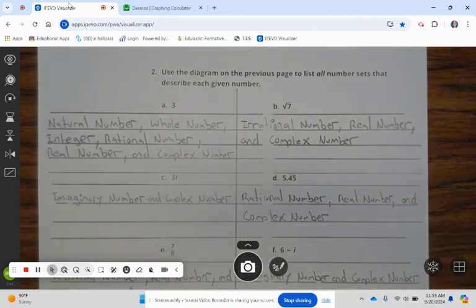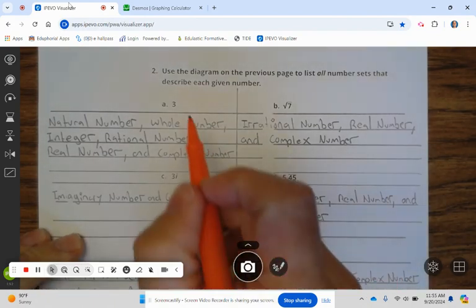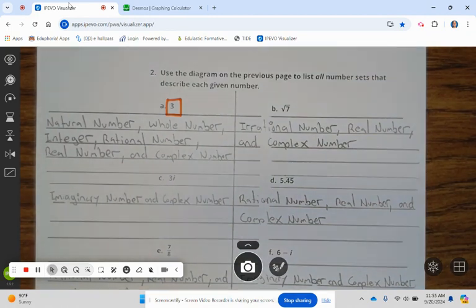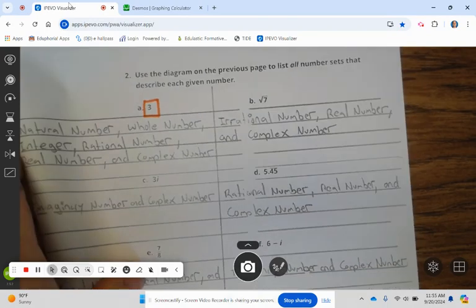2. Use the diagram on the previous page to list all number sets that describe each number. Okay? And we're going to write A in orange. 3 is a natural number, a whole number, an integer, a rational number, a real number, and a complex number. Okay? So we come to the chart.